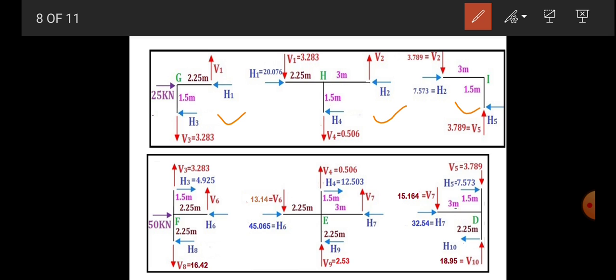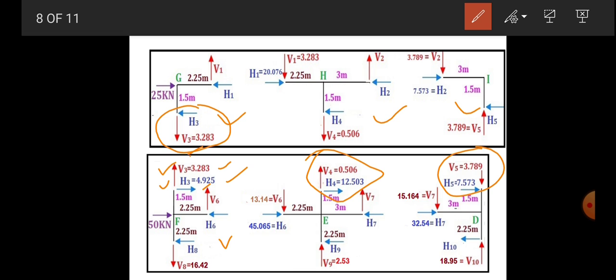Now the next corresponding joint is F. So whatever the forces here, H3 and V3, the same forces you have to show here, but only their direction you have to change. You see, the magnitude we keep the same, only we change the direction. V3 acting down, we keep it up. H3 acting toward the left side, we take it to the right side. So in the same way you mention at each corresponding joint.